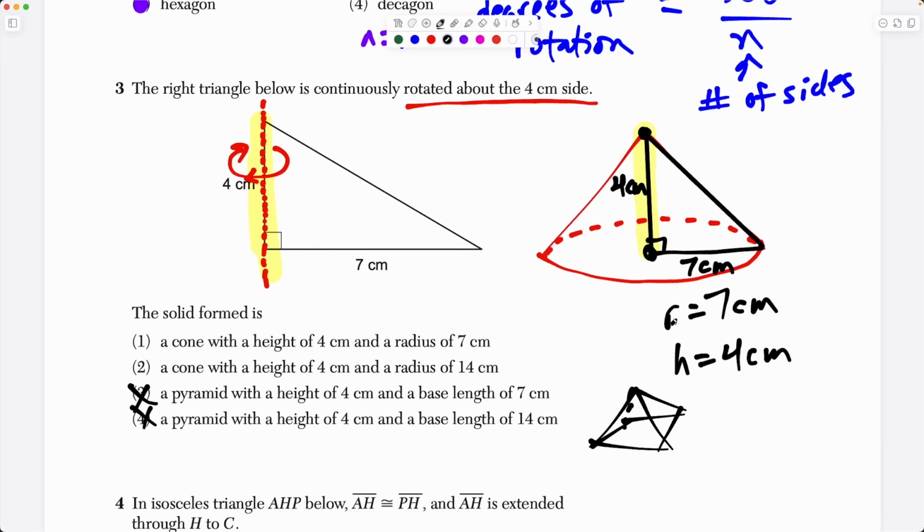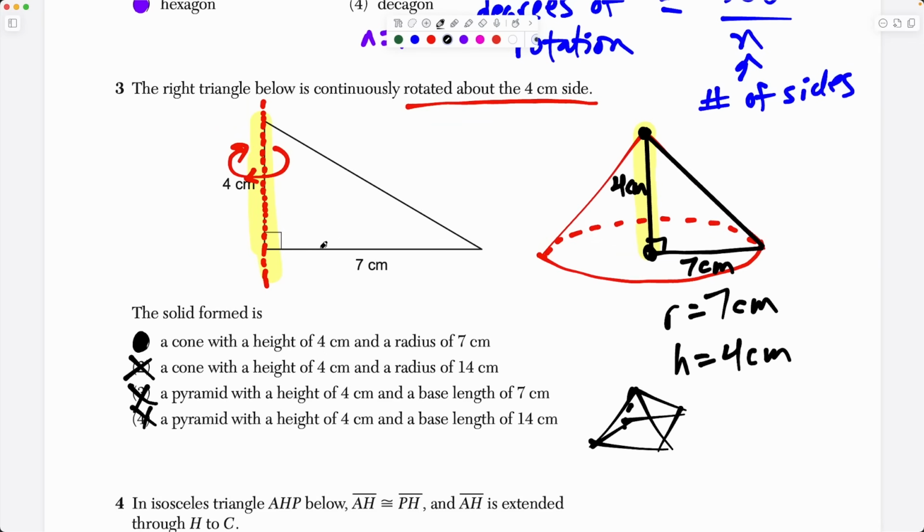The last part that we have to be able to distinguish here is, well, they both say height of 4 centimeters. So it was polite that they didn't say height 7 and, let's say, radius 4 as a trap. But here we have to know that 7 centimeters represents the radius, not 14. So this one is out, and it's got to be this one.